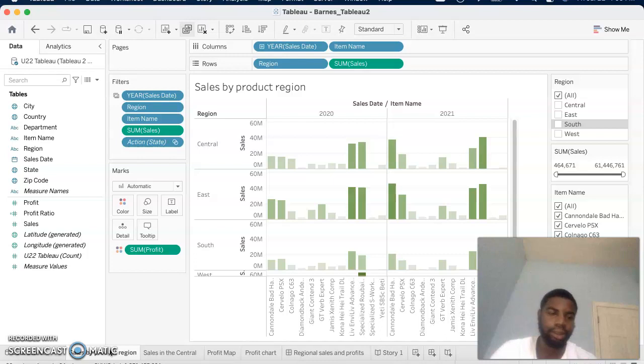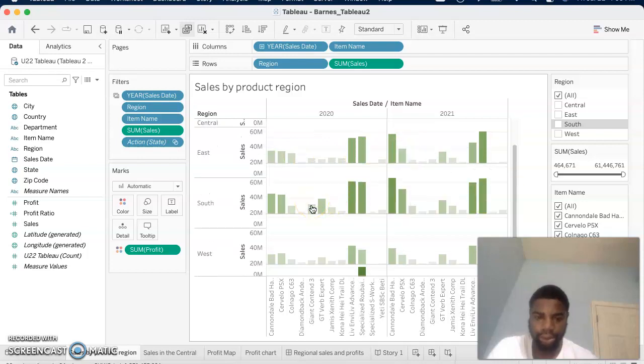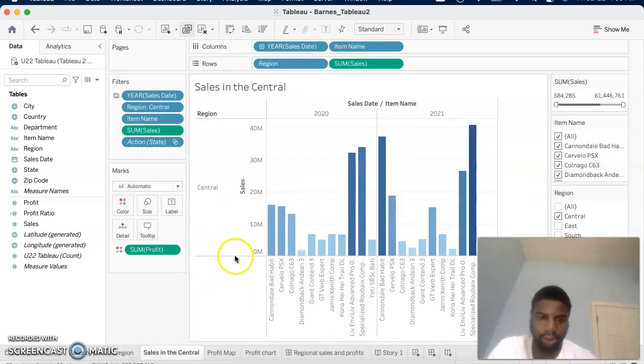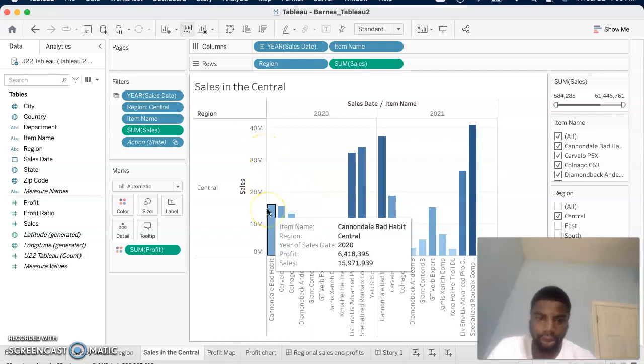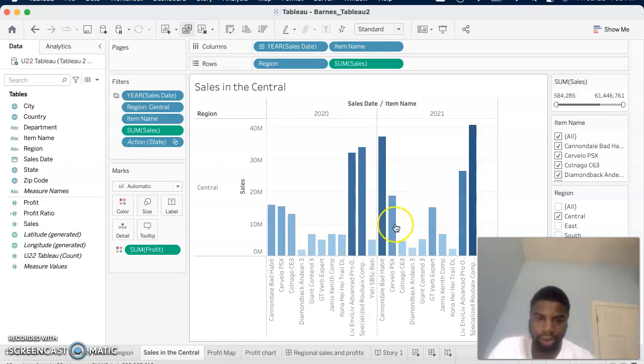I set up my sales by product region, the different regions for the central, the eastern, the southern, the western, to be able to display how much profits and sales that they're making between the 2 years. And I set up another chart displaying the sales in the central and how much the different bikes are making between the years of the profits and sales.